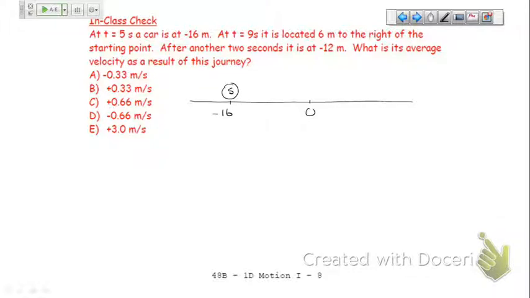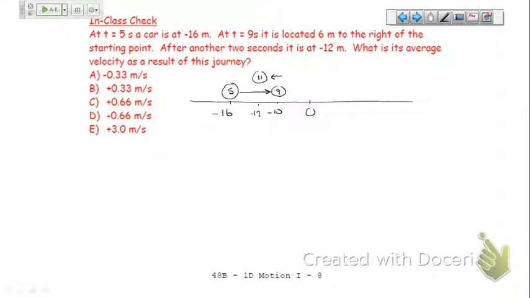And then at t equals 9 seconds, it's located 6 meters to the right of the starting point. So that's going to be minus 10, and that's going to be 9 seconds. So it was at minus 16, now it's at minus 10. And then it says after another 2 seconds, it is at minus 12. So here's minus 12, and that is going to be another 2 seconds, we'll make that 11. So we went like that, and then we went like that.